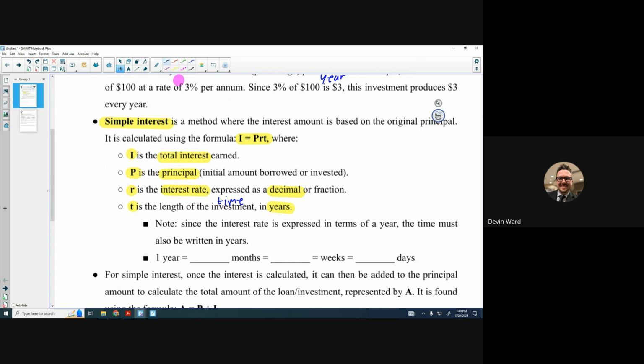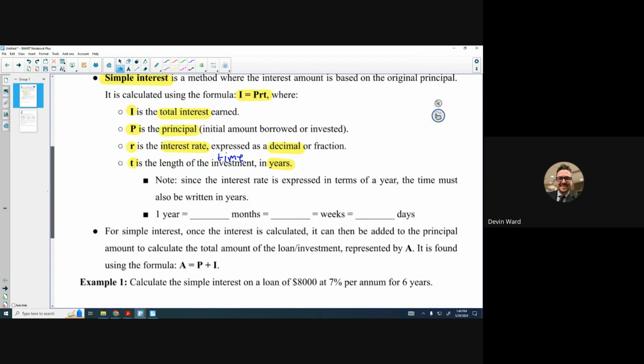Just a little refresher. 1 year has how many months? Hope you all yelled out 12. 1 year also has 52 weeks. And how many days in a year? If it's not a leap year, there are 365 days in a year.